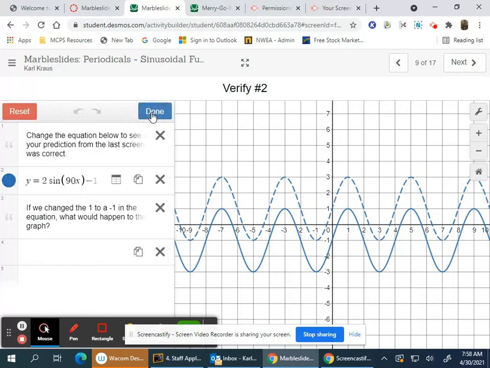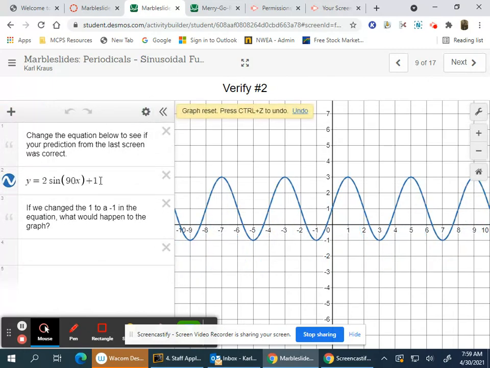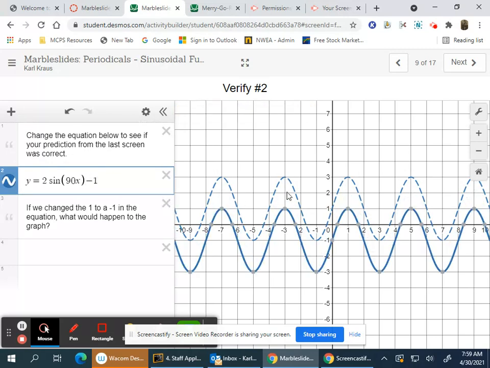So let's reset this. It's a positive 1. We want to make this subtract 1. So that moves the whole graph. Here's the original graph, the dash one. The solid one is the new graph. It just moves down 2 units, or the center line changes from positive 1 to negative 1.